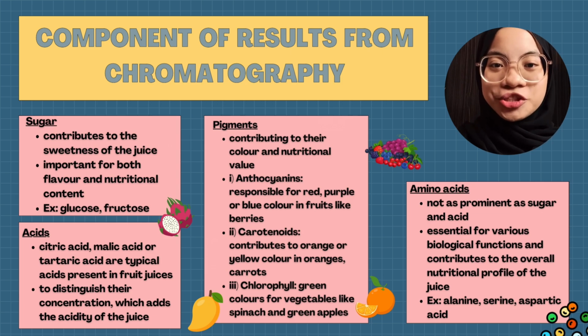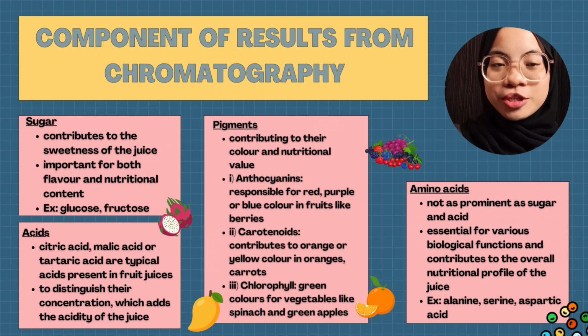So the first one is sugar. Sugar mostly contributes to the sweetness of the juice, as it is important for both the flavor and nutritional content of the fruit. Examples of sugar are glucose, fructose, and maltose. The second one is acids. Acids such as citric acid, malic acid, or tartaric acid are typical acids that are present in fruit juices. These acids are used to distinguish their concentration, which adds to the acidity of the juice.